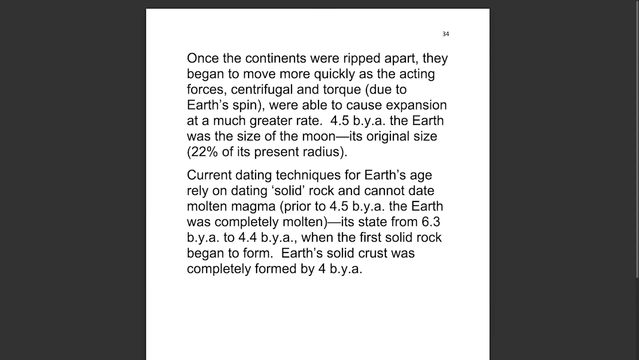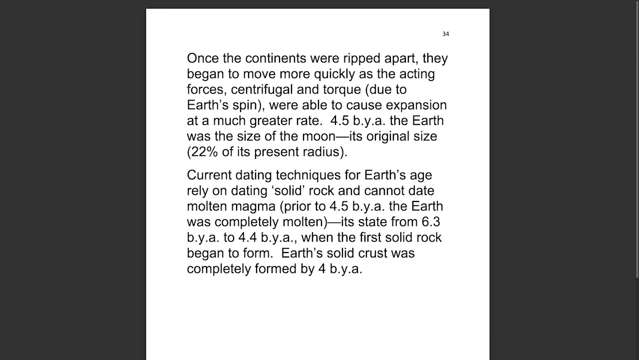So 4.5 billion years ago, the Earth was the size of our moon. Its original size was about 22% of its present radius. Current dating techniques for Earth's age rely on dating solid rock, and you cannot date molten magma. So prior to 4.5 billion years ago, the Earth was completely molten, so you can't date how old it actually was from rock.